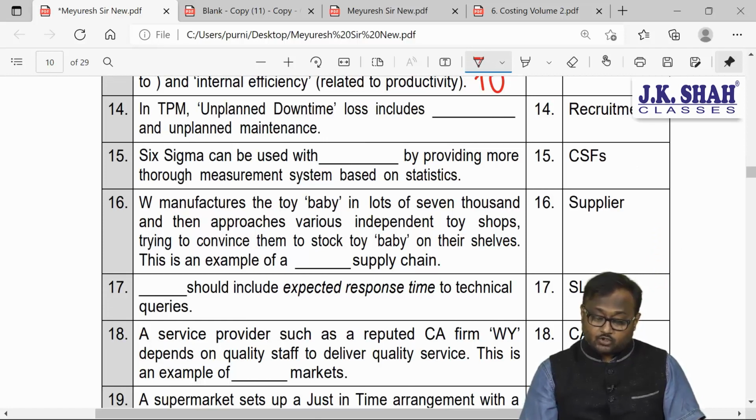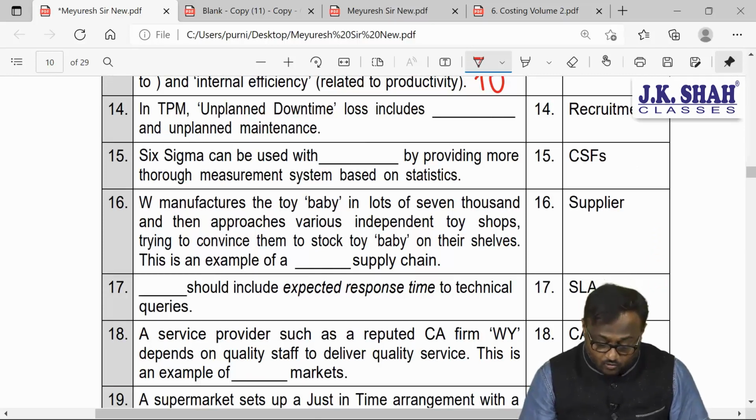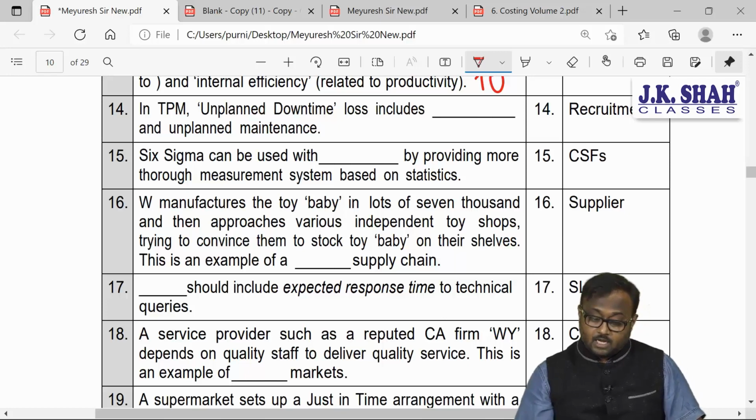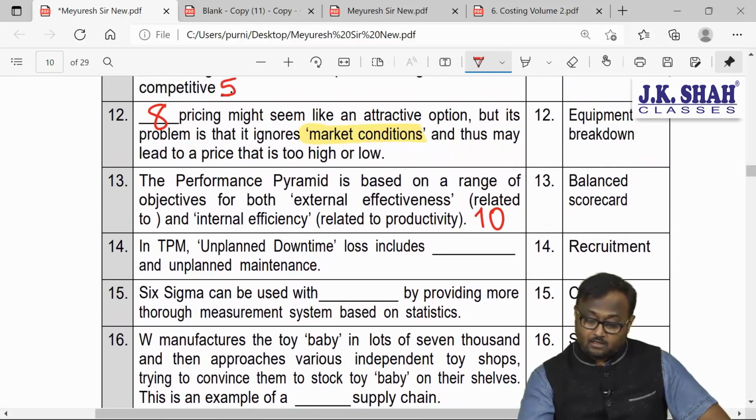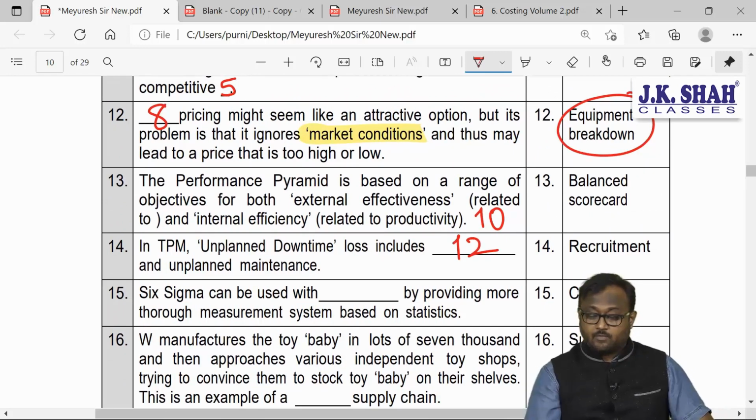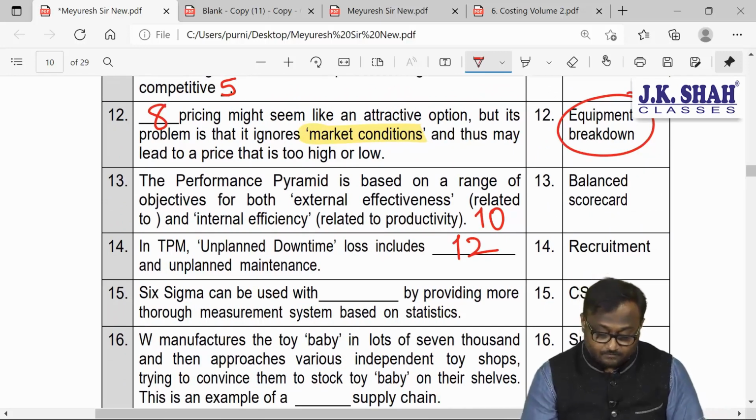Unplanned downtime loss. Unplanned downtime loss includes dash and unplanned maintenance. Equipment breakdown. 14 must be equipment breakdown.